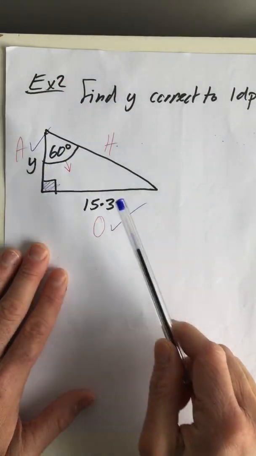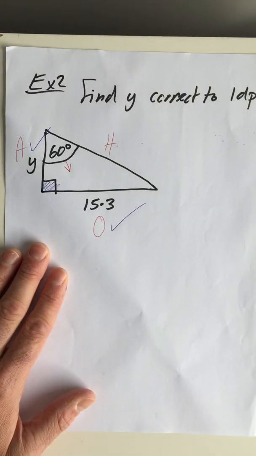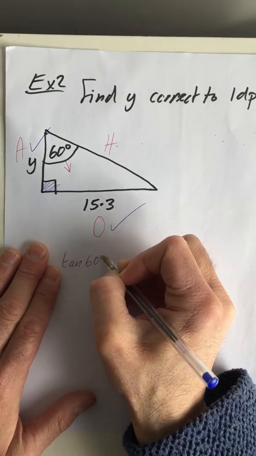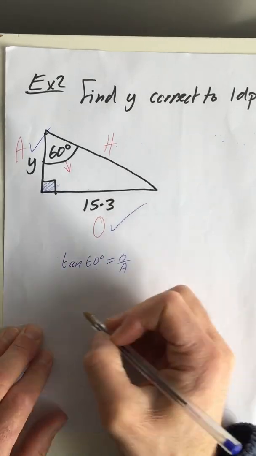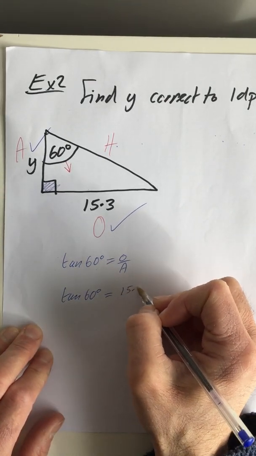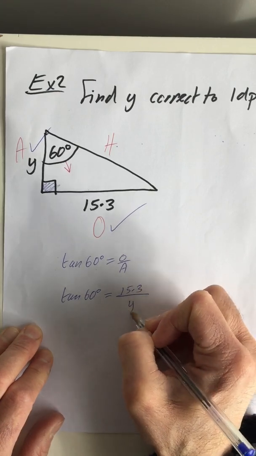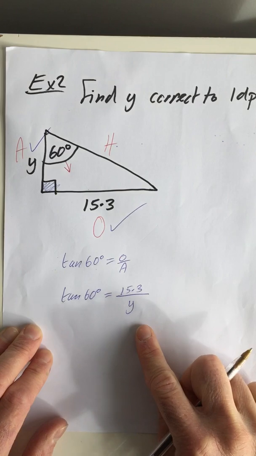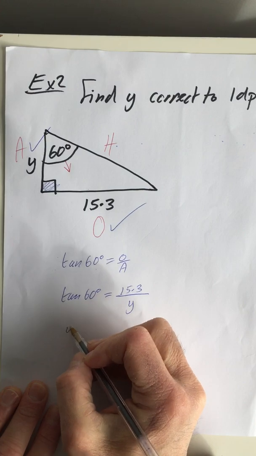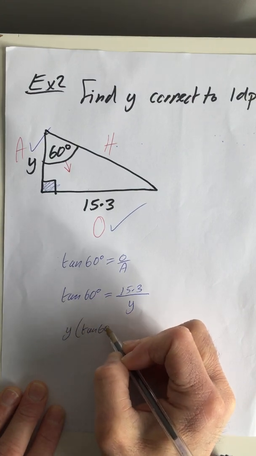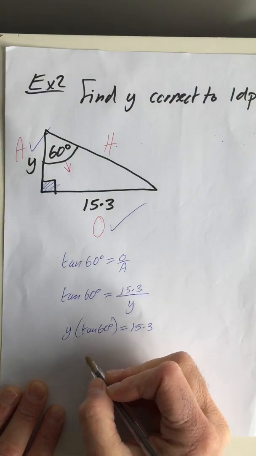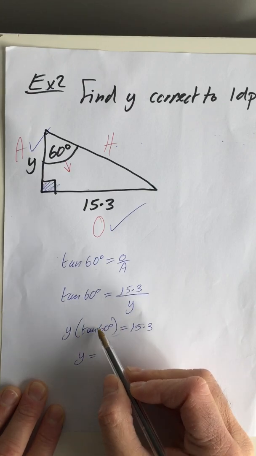And we ask ourselves, which of the ratios, sine, cos, or tan, has O and A in it? And the answer is tan. So I'm going to use tan 60 is O over A. And then tan 60 degrees is my O number, which is 15.3, divided by my A number, which is y. Here is yet another example where the letter is on the bottom. To finish this sum off, we bring the y over and multiply it. y multiplied by tan 60 is 15.3. But I don't want y multiplied by anything, I just want y. So to get rid of a multiply, I bring it over and divide.